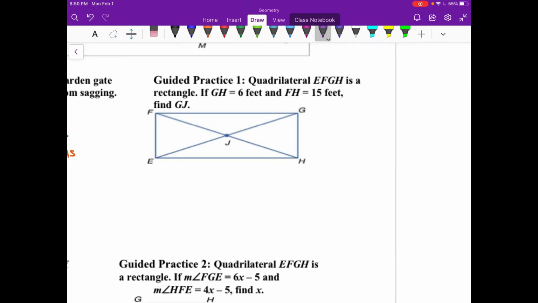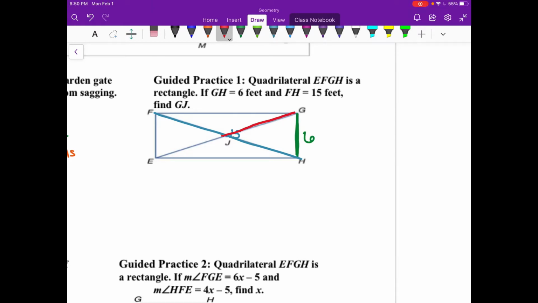Moving on to example number 2, we've got another quadrilateral here that is called EFGH, and it is a rectangle. We're told that it's a rectangle, and it gives us GH here. This problem tells us that's 6 feet, and that FH, this whole diagonal, is 15 feet, and we need to find GJ, which is, let me grab a different color, this diagonal right here.